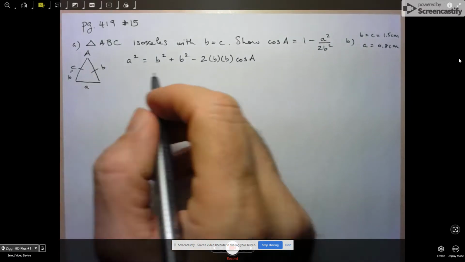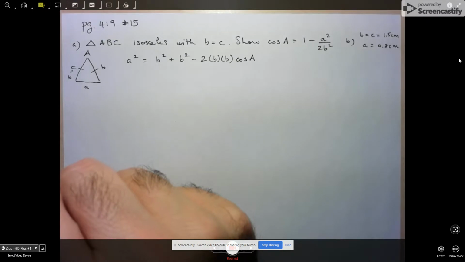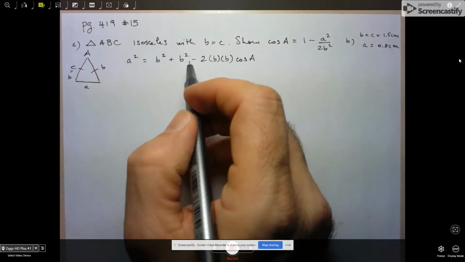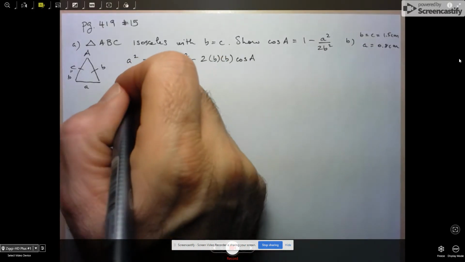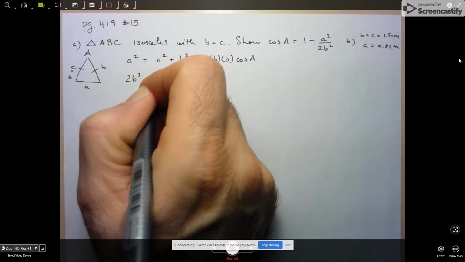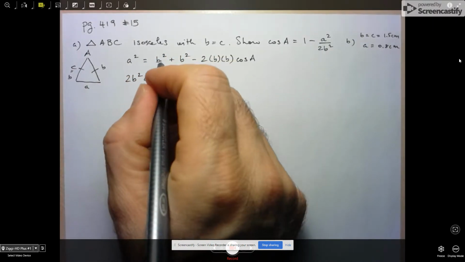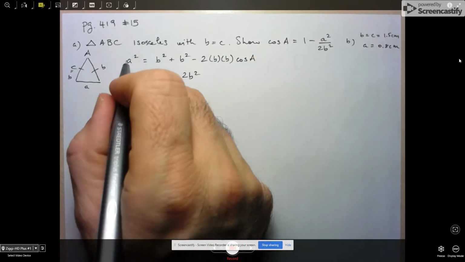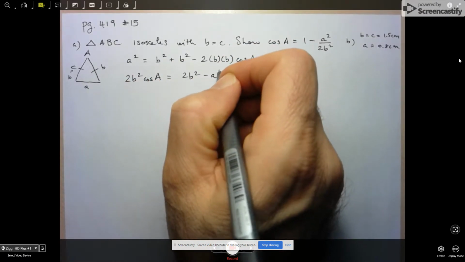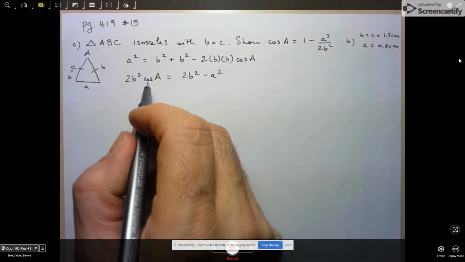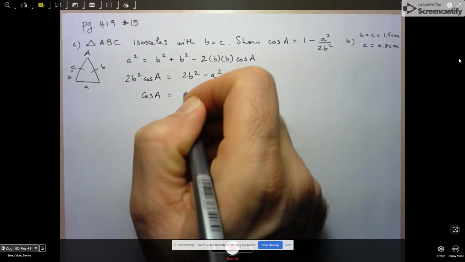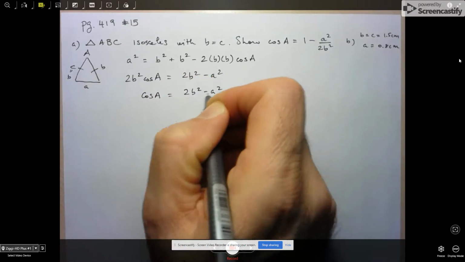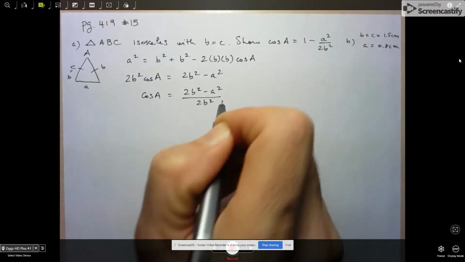All right, and so now it's just a matter of doing the algebra and seeing if we can come up with this formula. In order to make this positive, I'll bring that whole expression to the left-hand side. So it's going to be positive 2b squared cosine of A equal to 2b squared, and now I'm going to subtract a squared to the other side. Now I want to isolate the cos A, so I'm going to divide both sides by 2b squared. So we have 2b squared minus a squared all over 2b squared.